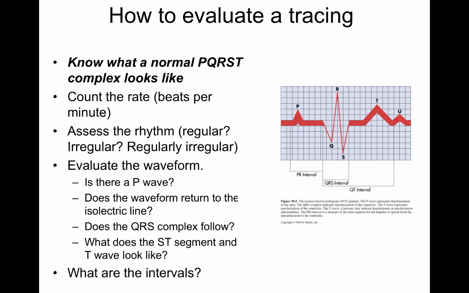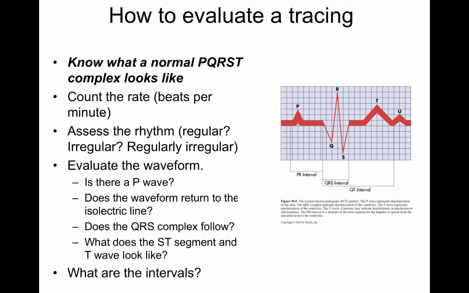The next thing that you're going to do is look and count the rate. We're going to see how fast it is. We want to look at the rhythm, whether it's regular or irregular. So that involves us actually mapping it out, so we're actually going to have to do some tracings to do that. We're going to see if everything returns to baseline. Is the QRS complex within normal limits? Is it wide or is it big? That's kind of important too. And how are our intervals?